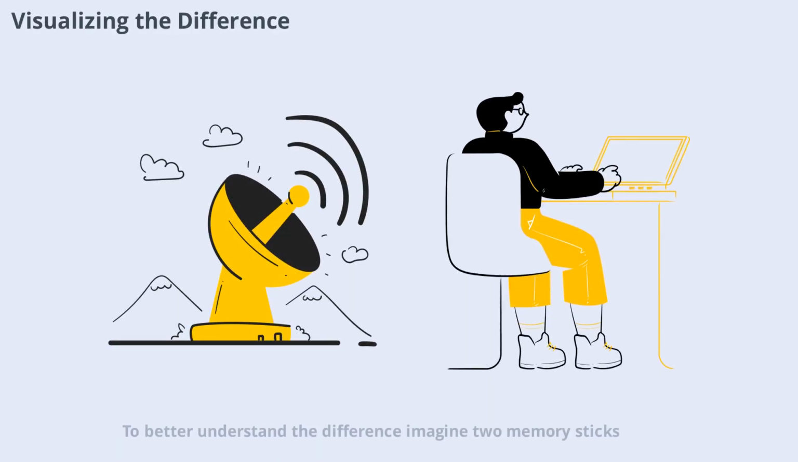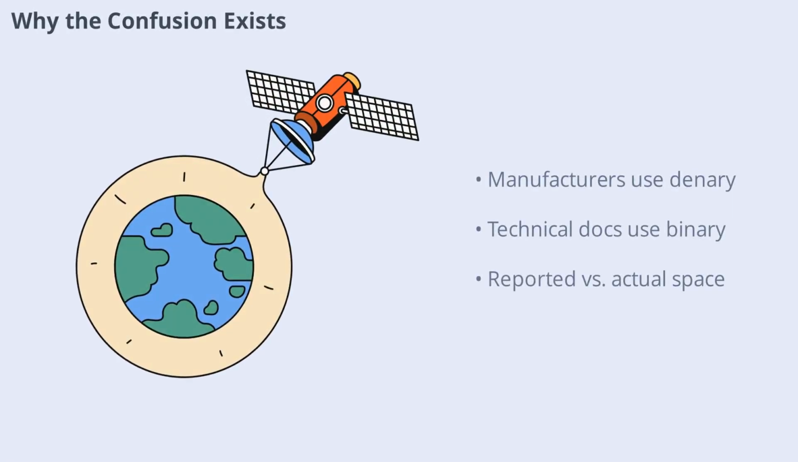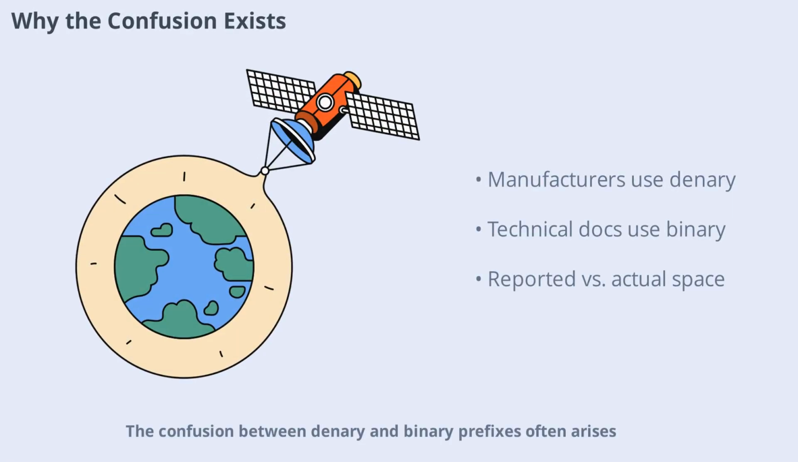To better understand the difference, imagine two memory sticks, one labeled 16 GB and the other 16 GiB. Although they sound similar, the actual number of bytes they can store is different. This small difference can add up, especially when dealing with large amounts of data or multiple devices. Confusion between denary and binary prefixes often arises because manufacturers and marketers use denary prefixes for simplicity, while technical documentation and operating systems may use binary prefixes for precision. This can lead to discrepancies in reported storage sizes and actual usable space.